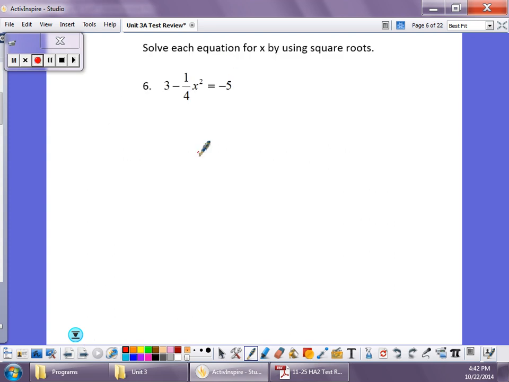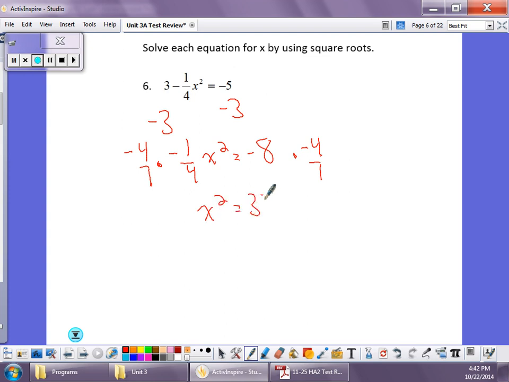Here you solve each equation using square roots. So this is what we're going to do when it's not in standard form, or it doesn't look like I'm going to be able to complete the square or anything like that. The first step here is just to isolate whatever's being squared. So I want to get x by itself. So I subtract 3. I get negative 1/4 x squared equals negative 8. Multiply by negative 4 over 1, the reciprocal. And I'm left with x squared equals 32.